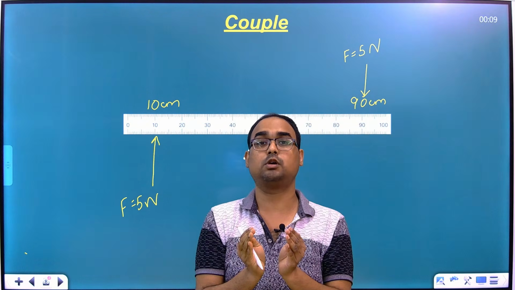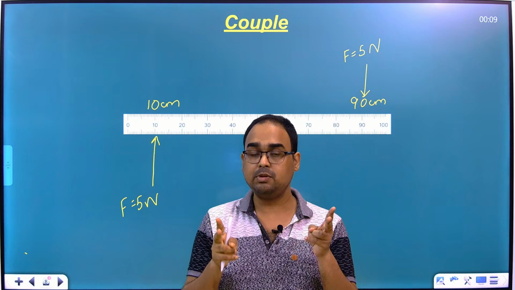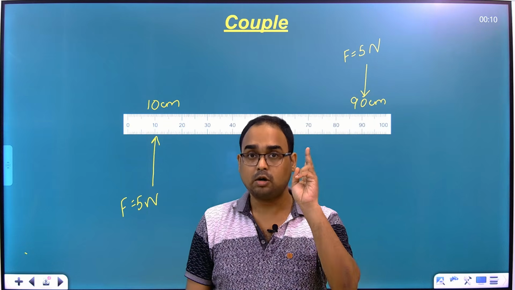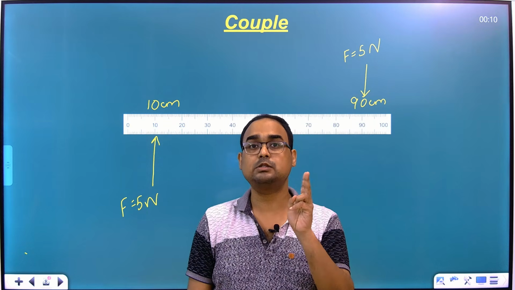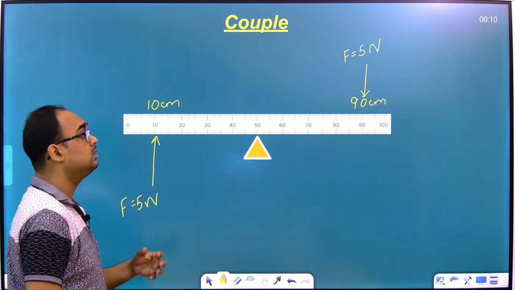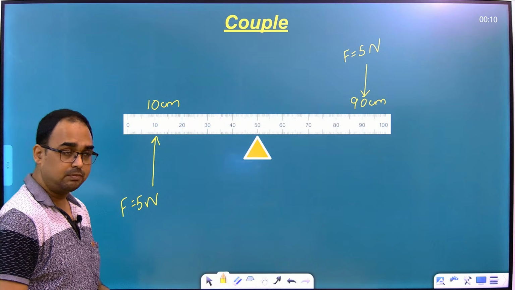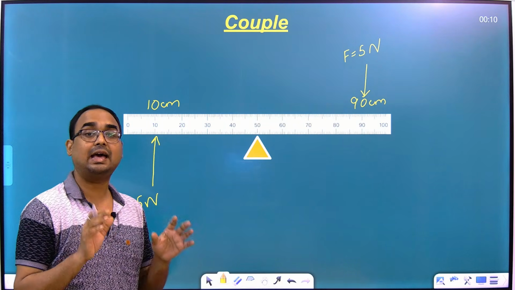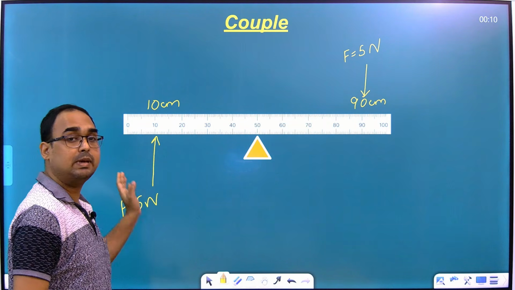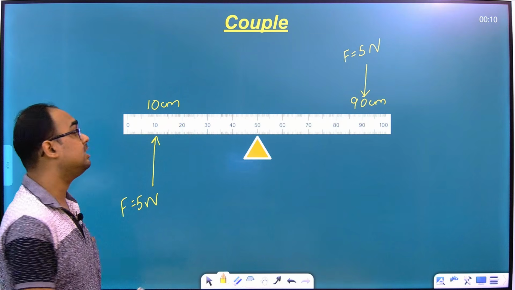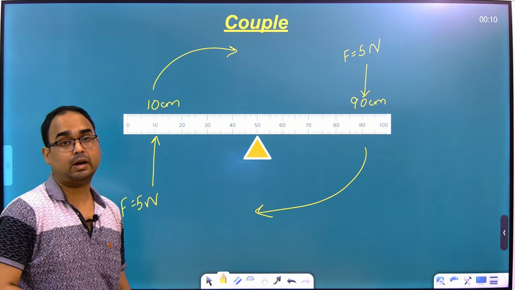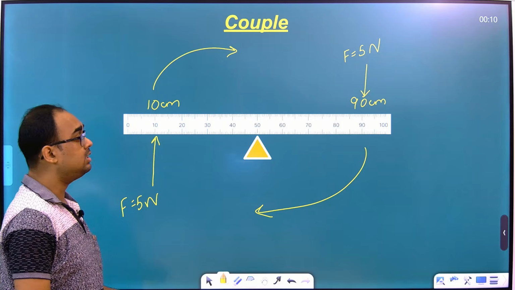This kind of system is called a couple: two similar forces, same magnitude, opposite direction, on the same body. If you are asked to find the torque or the moment of force of a couple, you will always see that the couple has a single direction of rotation. In this case, both the forces are making the couple move in a clockwise manner. Now, what is the net torque?